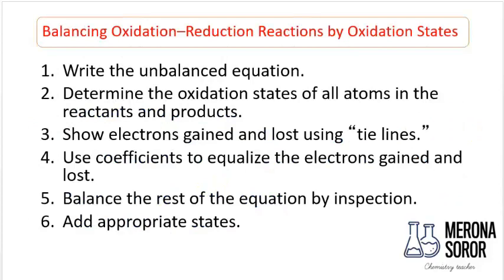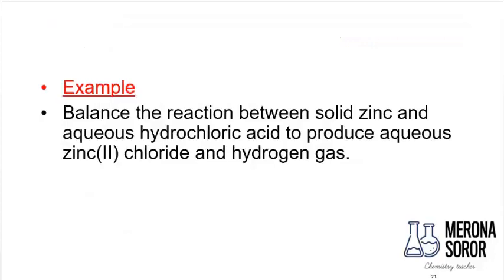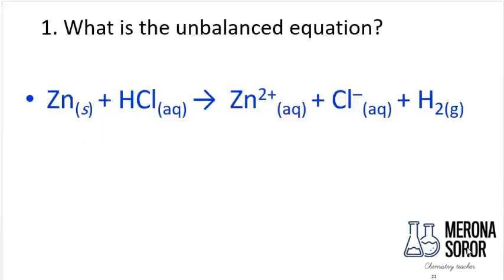Balancing oxidation-reduction reaction by oxidation state. These are the rules that we will apply now in front of you. Example: balance the reaction between solid zinc and aqueous hydrochloric acid to produce aqueous zinc 2 chloride and hydrogen gas. What is the unbalanced equation? Zn plus HCl gives Zn 2 positive ion plus chloride negative ion plus H2.